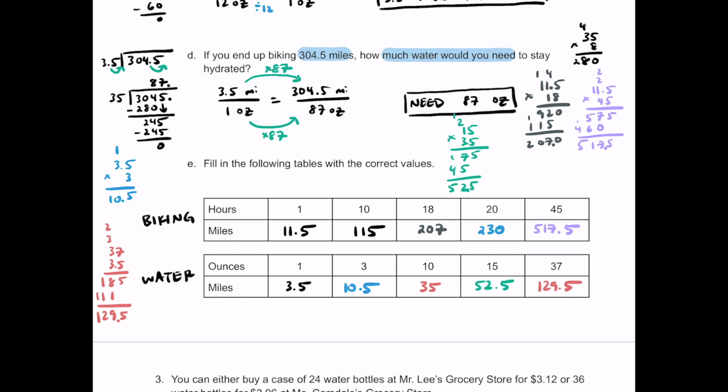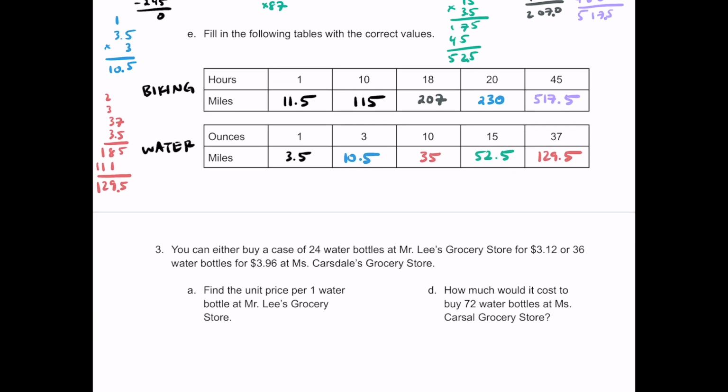Okay, cool. So yeah, again, if you're not riding your bike for as many hours, you're not going as far, but if you have more time, then you're going to bike a further distance. And if you only need 1 ounce for 3.5 miles, then if you have more and more ounces of water, you'd assume that you could actually bike further and further because you can stay hydrated while you're doing so. And now let's move on to our third and final question.